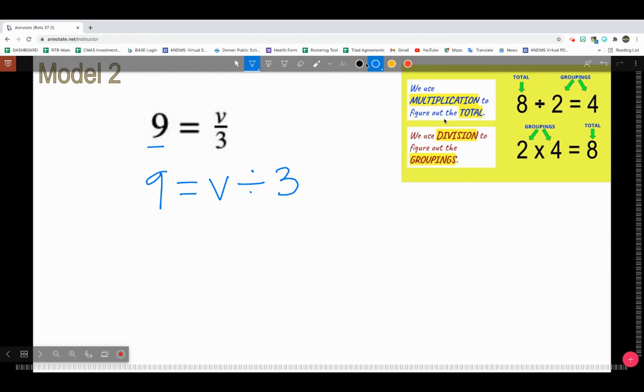So once again, I want to determine what is my v in this problem. Because if v is my total that I'm looking for, I'm going to multiply. If v is a grouping that I'm looking for, I'm going to divide. So is it a total or is it a grouping? One thing you should have noticed is that when it comes to division, the number that is being divided will always be the total. So in this case, my v is my total. It's the number that's being divided by 3. And my 3 and my 9 are going to be my groupings.